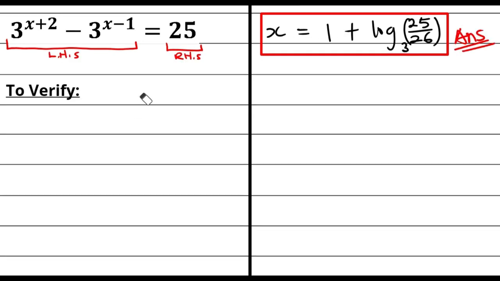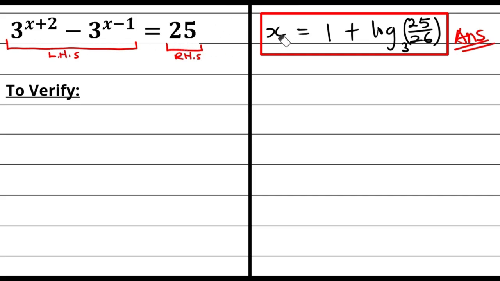Now we need to verify if the answer we've gotten is actually correct or not. Now this is the question. This is the value of x that we've gotten. We are here to verify it. We're going to see if this left hand side is actually equal to this right hand side. What we are going to do is just insert the value of x that we've gotten into x here, then do a lot of things and see if we're going to get 25 as it is here.